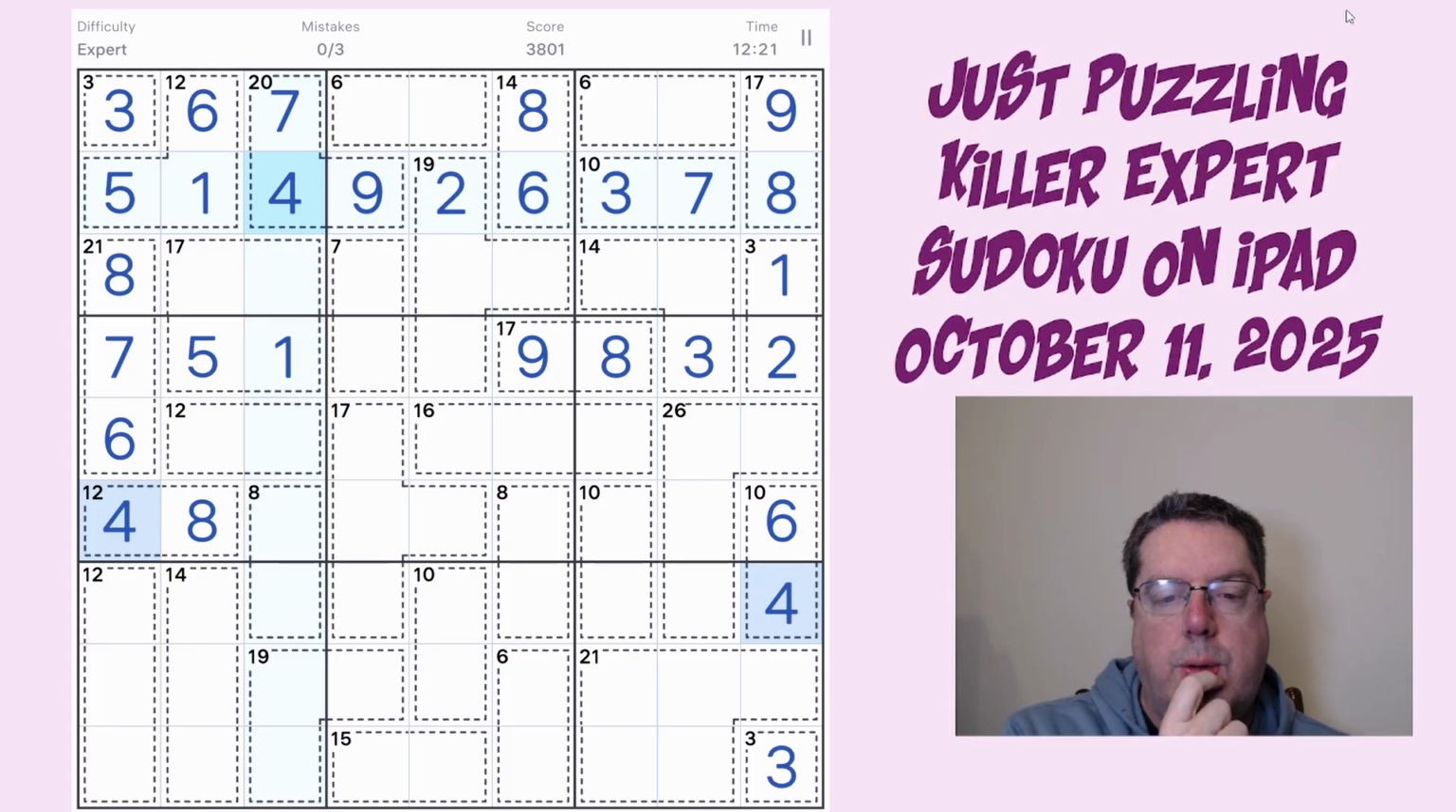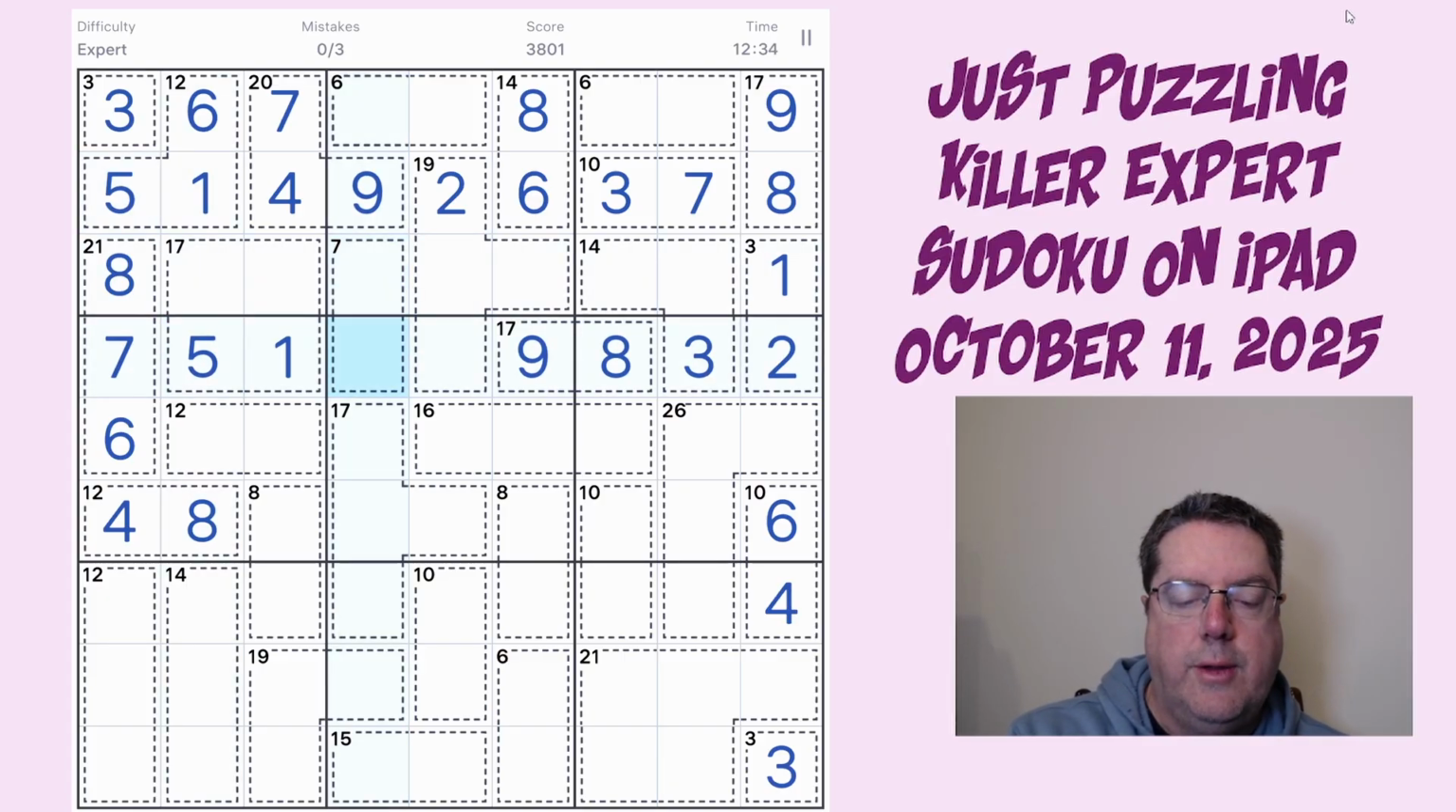So 9 and 2 there. 1, 2, 3, 4, 5, 6. So 6 and 1's out. So that's a 4. This is a 3. And the other number to finish off this row is a 6.